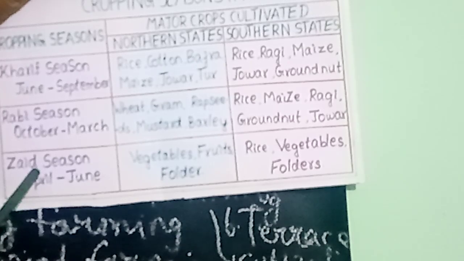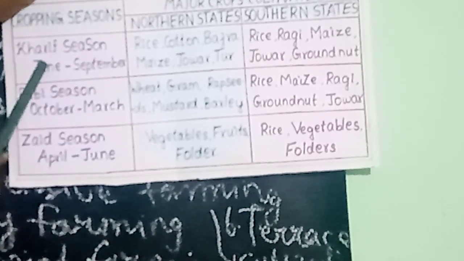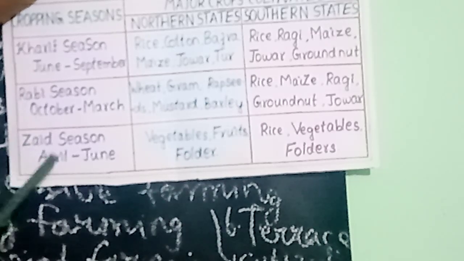Listen very carefully. It is a very important 2-mark question. The first one is Kharif season, the second one is Rabi season, the third one is Zaid season.